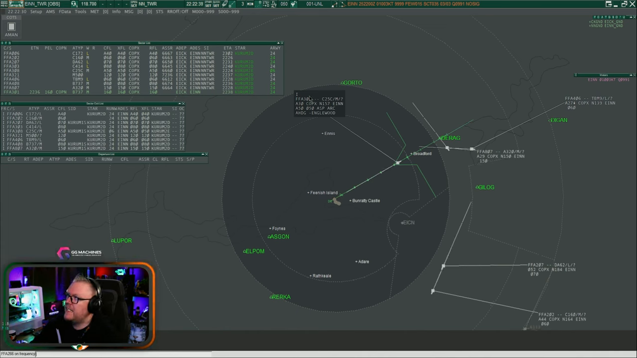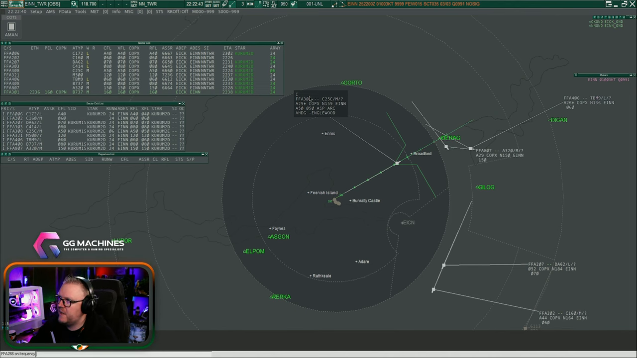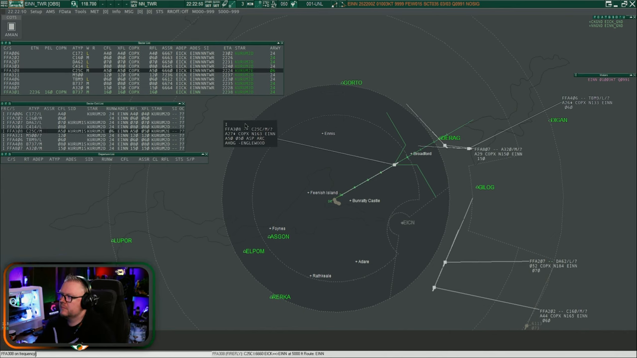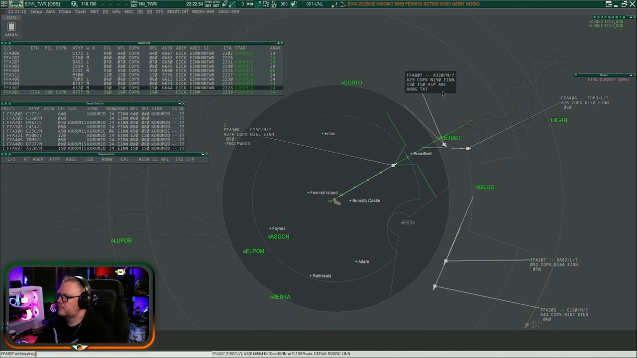Firefly 308, winds 010 at 3 knots, runway 24, clear to land. Clear to land, runway 24, Firefly 308. Sweet!